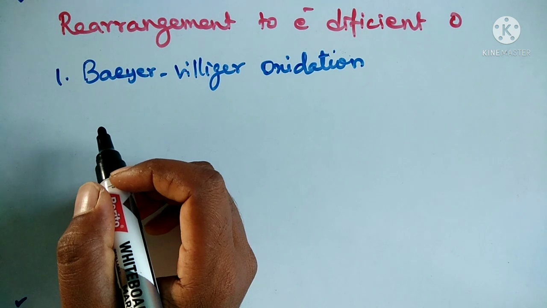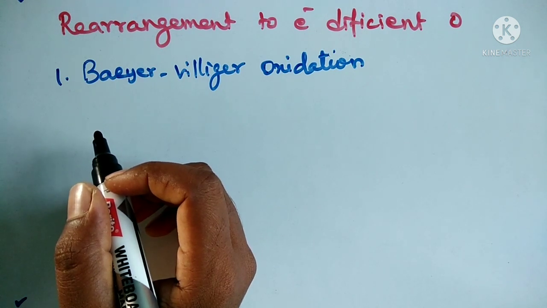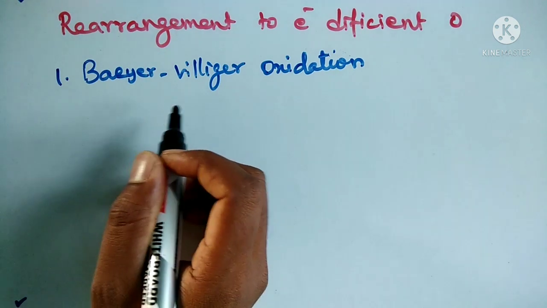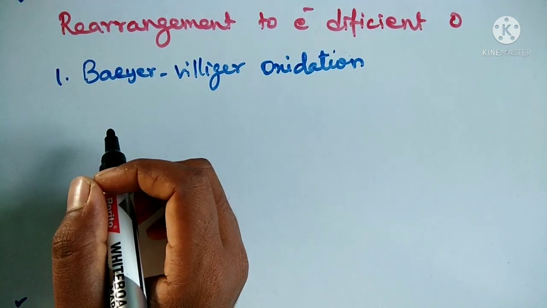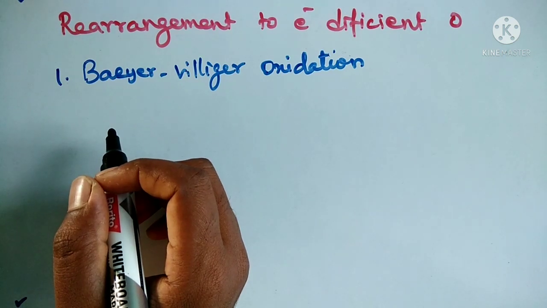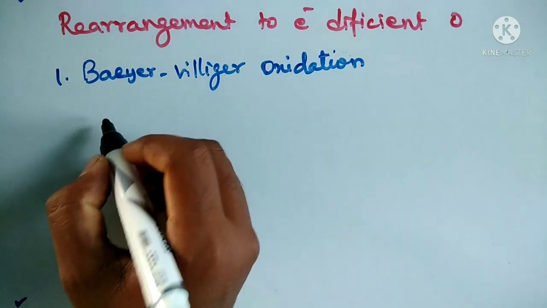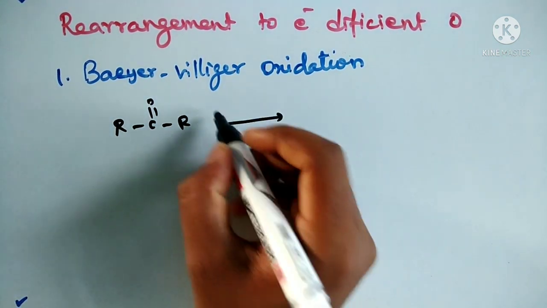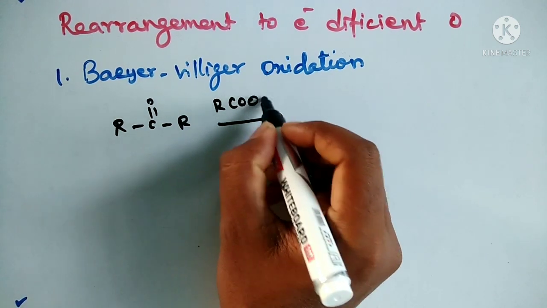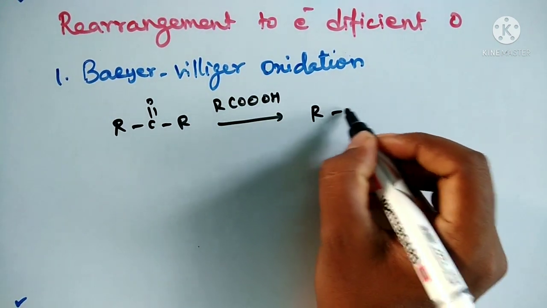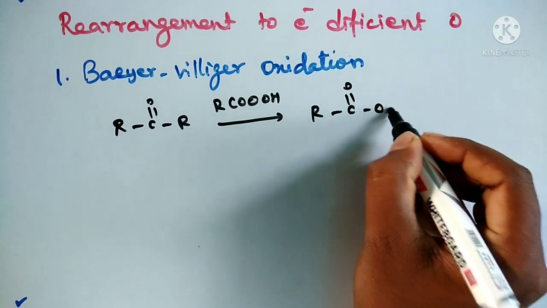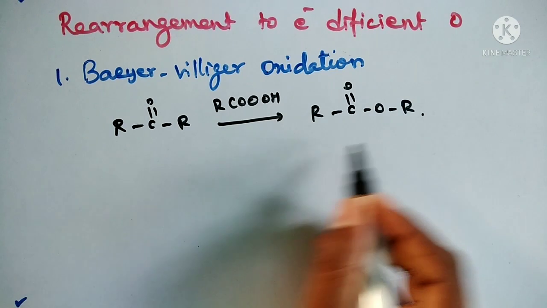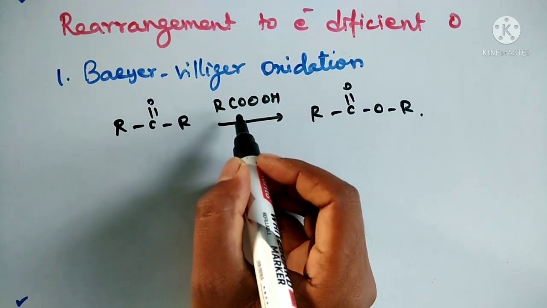In this lecture, we are going to discuss rearrangement to electron deficient oxygen. The first rearrangement is Baeyer-Villiger oxidation. Oxidation is nothing but the addition of oxygen or removal of electron. A ketone, R-C=O-R, in the presence of peracid gives the ester product. Baeyer-Villiger oxidation is nothing but the ketone converted into ester in the presence of peracid.